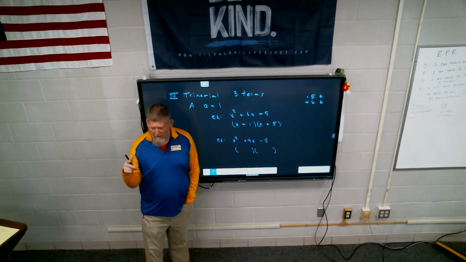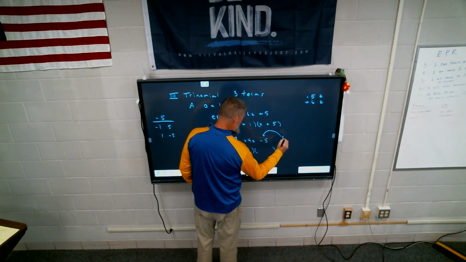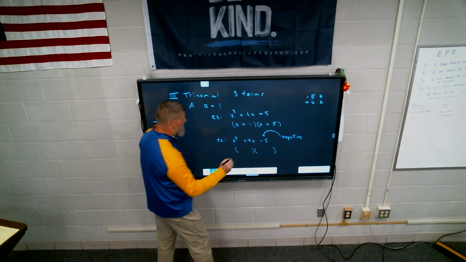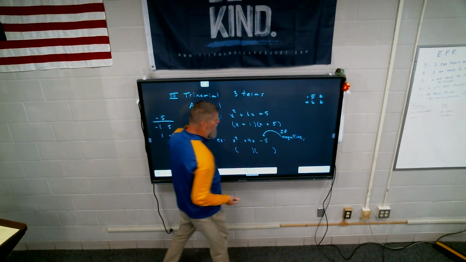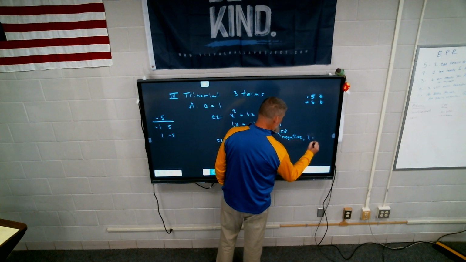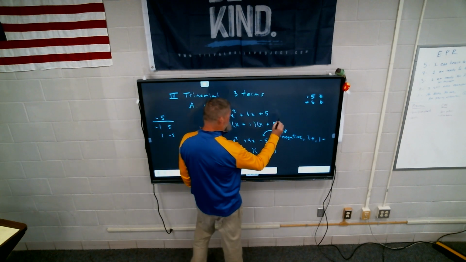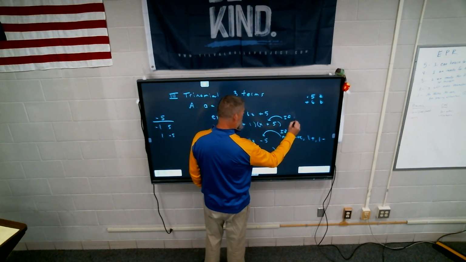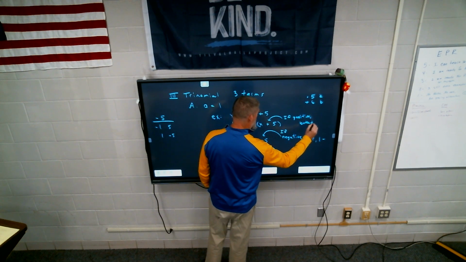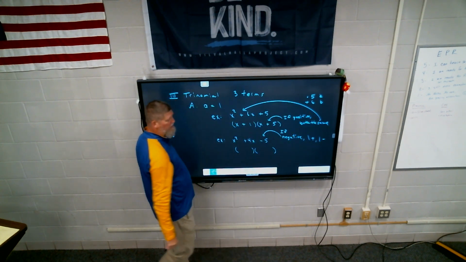So if you're looking for shortcuts or little cheats, if this sign right here is negative, what does that tell you about your 2 factors? Yep, you'll have 1 positive and you'll have 1 negative. If this sign is positive, both the same. And this term will tell you what they are.